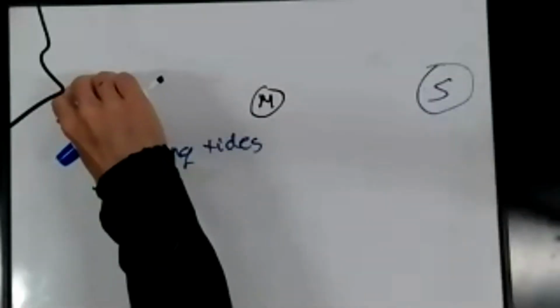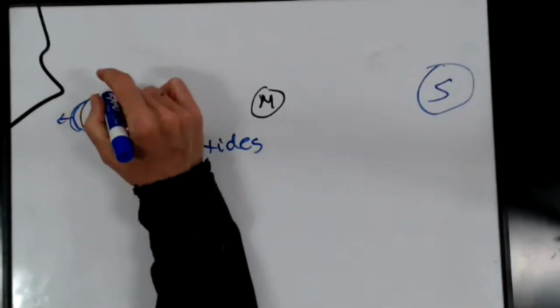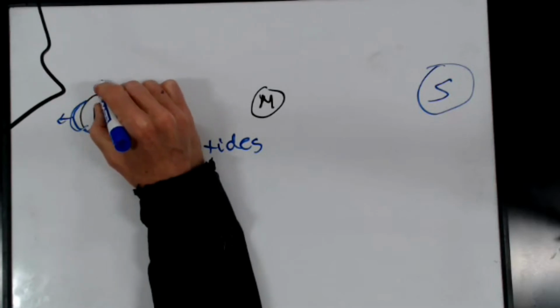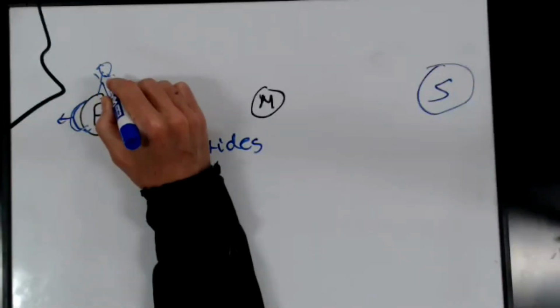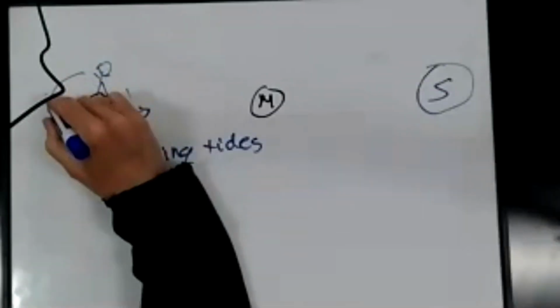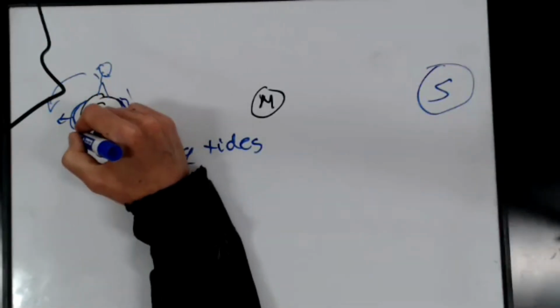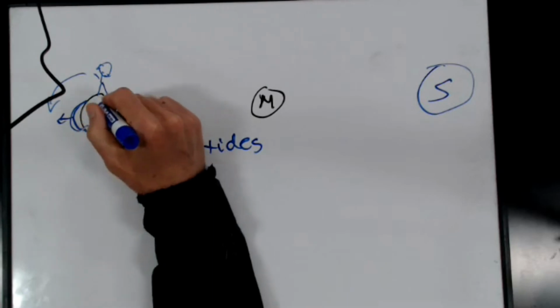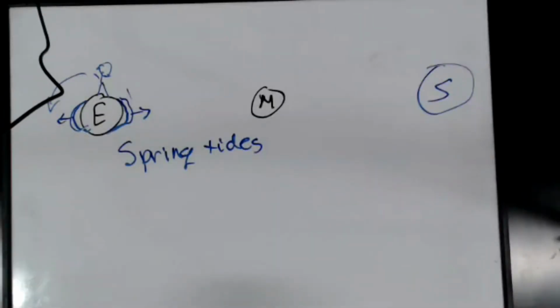And let's say you're on this part of the Earth, right? Then when the Earth rotates around, I don't know which way it's rotating, let's say 6 hours from now, you get a huge tide. And so the tide would spring up, they would call them spring tides.